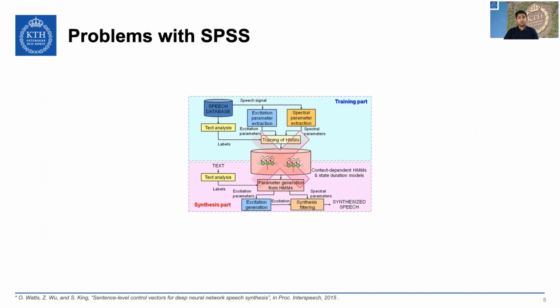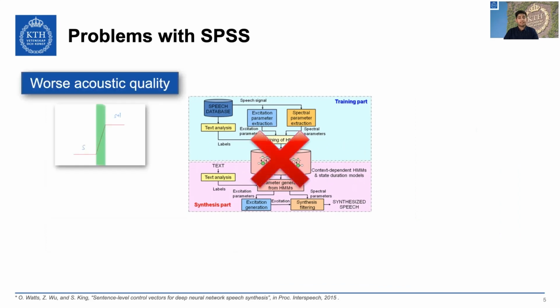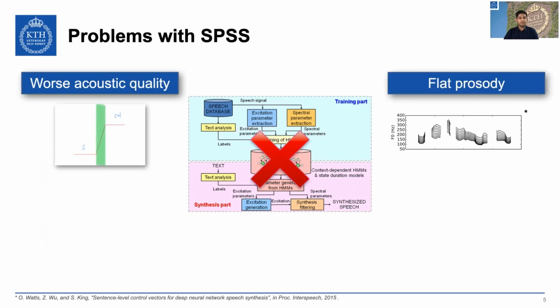But SPSS also has a number of downsides. The state-wise nature of HMMs results in worse acoustic quality since each state has a constant mean output that doesn't change over time. And we have to use hacks like dynamic features to smooth the generated feature trajectories. Even with this, we do not obtain lifelike prosody, since the output pitch is an average of all the possible intonation contours of the utterance, which sounds flat and boring.